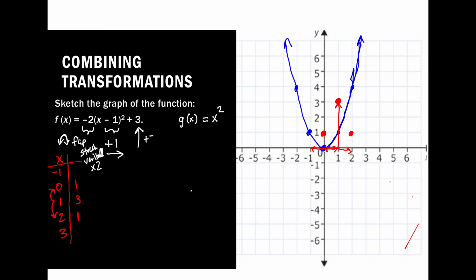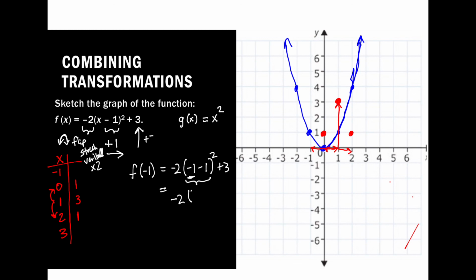So again, now we're going to go f of negative 1. Negative 2 times negative 1 minus 1 squared plus 3. So this is what I substituted in there. Let's do the parentheses first. Simplify what's in there.